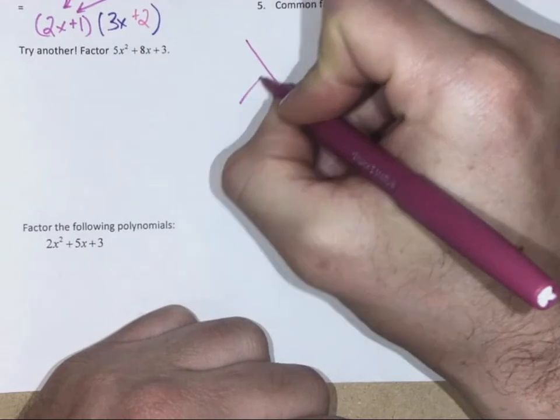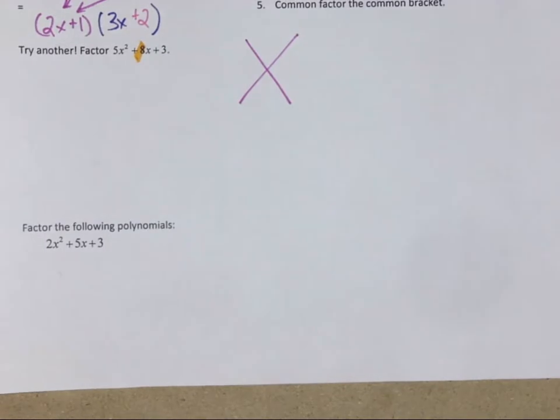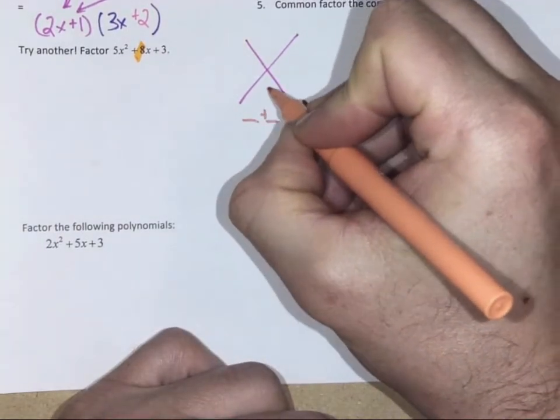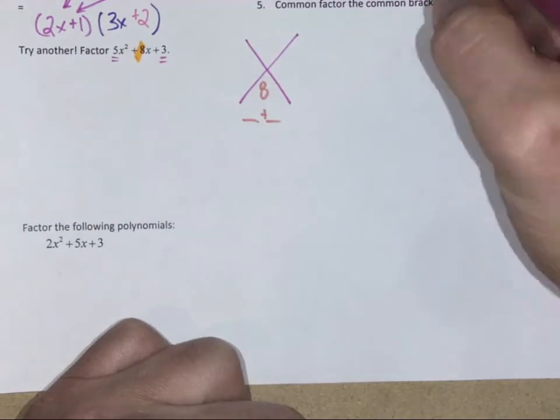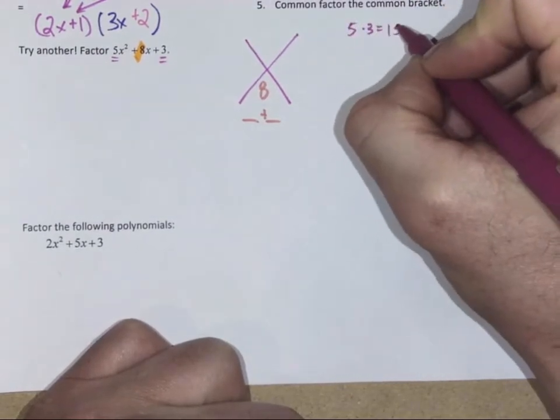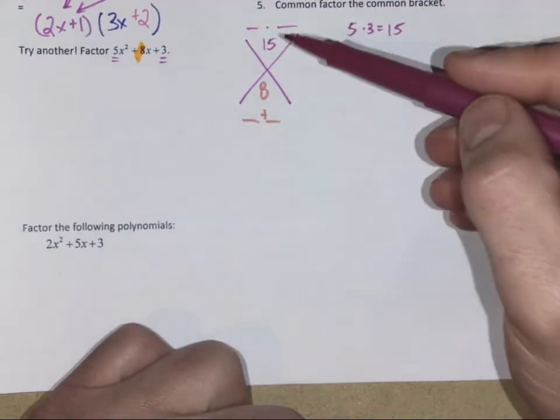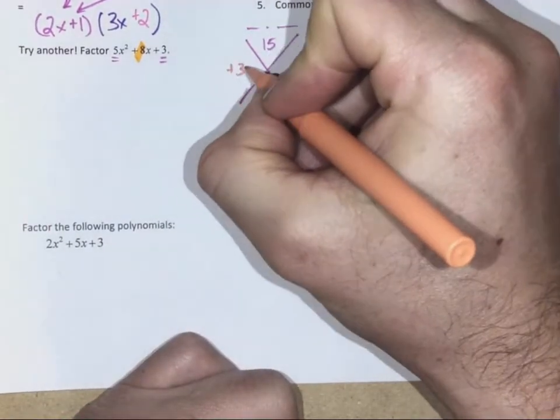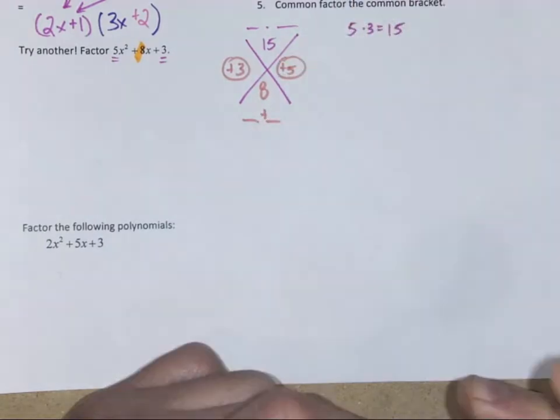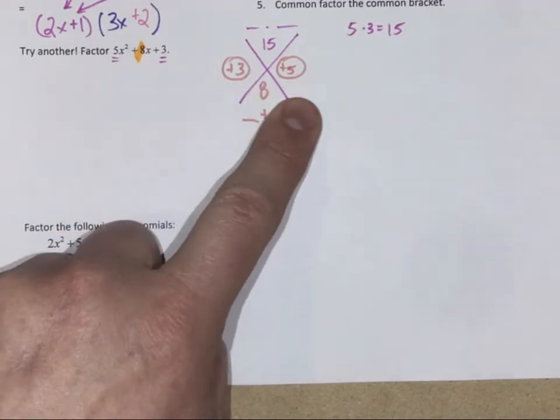So we need to find two numbers that add to 8 and multiply to 5 times 3, which is 15. When I look at numbers that multiply to 15 and add to 8, we're going to have positive 3 and positive 5. That 8x is going to break down into 3x and 5x.